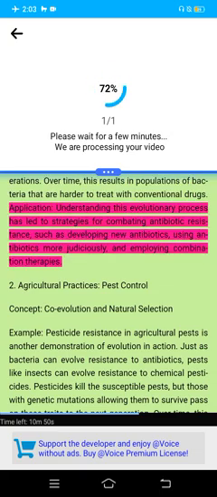Application: understanding this evolutionary process has led to strategies for combating antibiotic resistance, such as developing new antibiotics, using antibiotics more judiciously, and employing combination therapies.